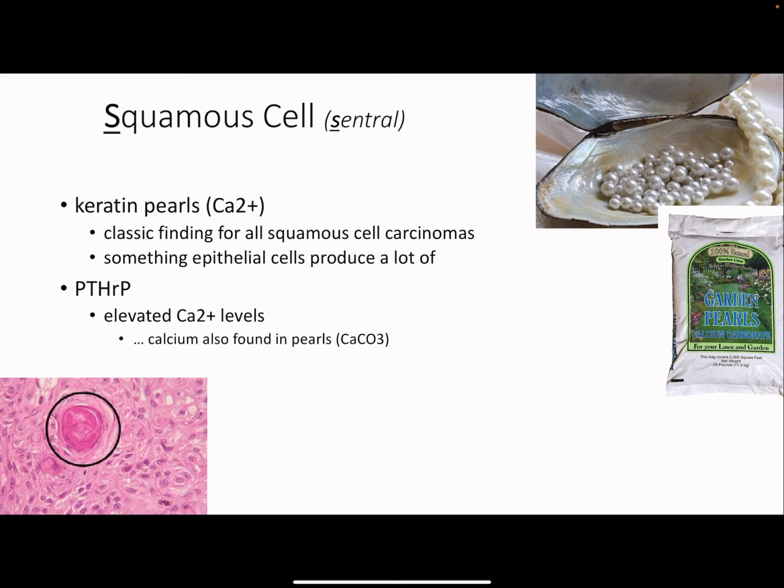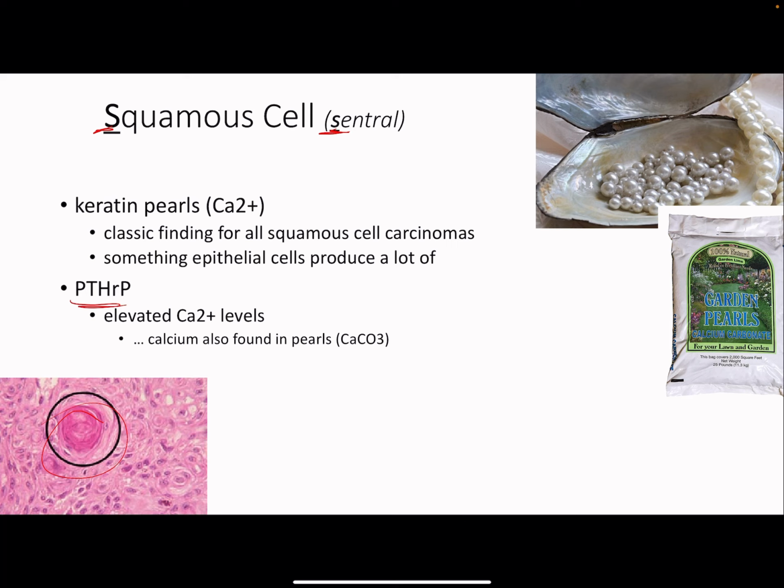Squamous cell, again, S for centrally located. Keratin pearls are going to be found here. I just think of the fact that epithelial cells, squamous cells, produce a lot of keratin. This is something they're known for. So it sort of makes sense here. This is a keratin pearl.